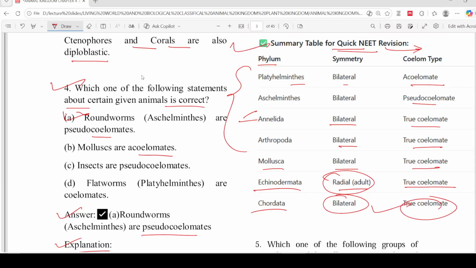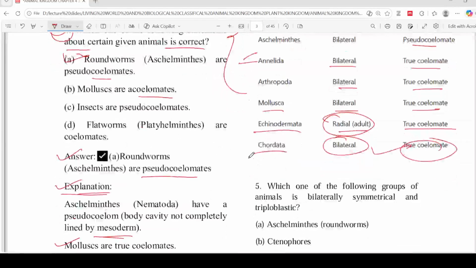So this is the explanation for this question. Question number 4 is a very important question. So let's move to the next question.